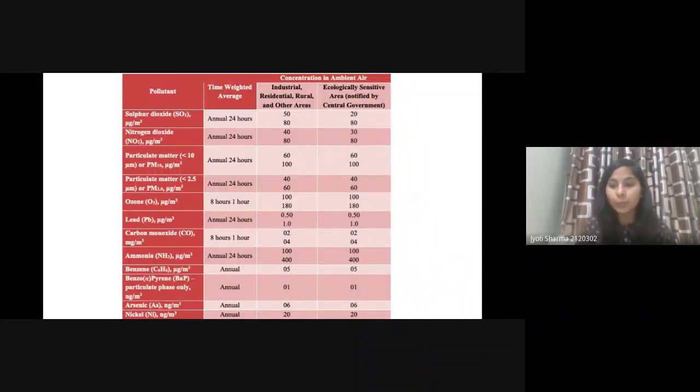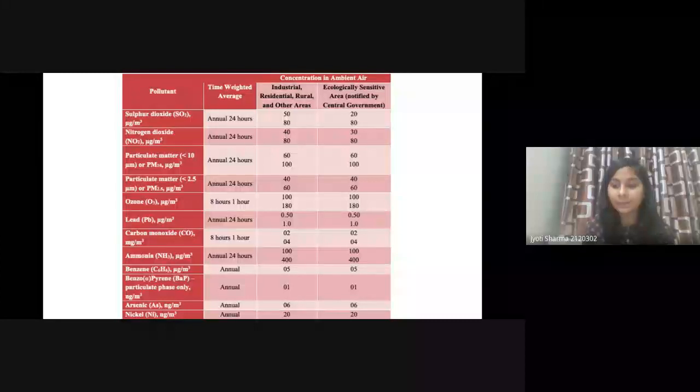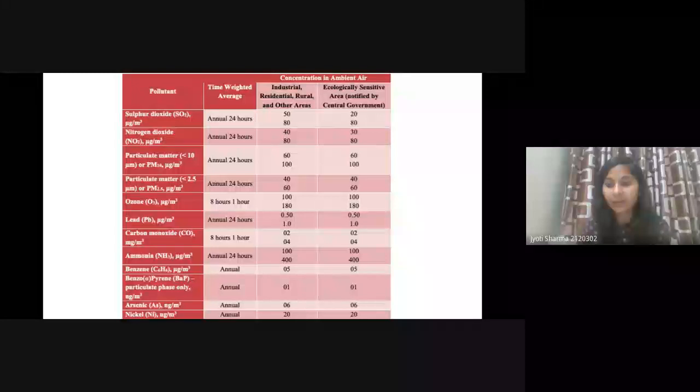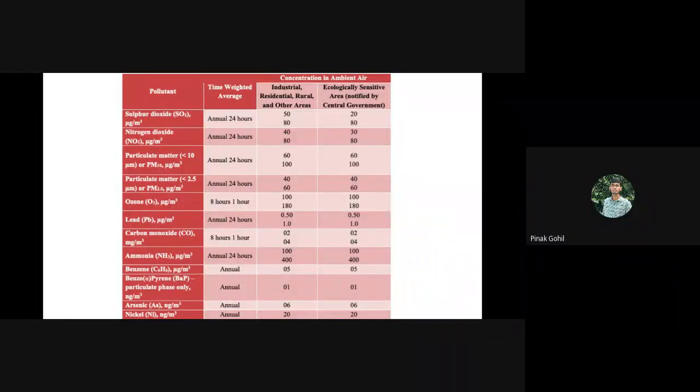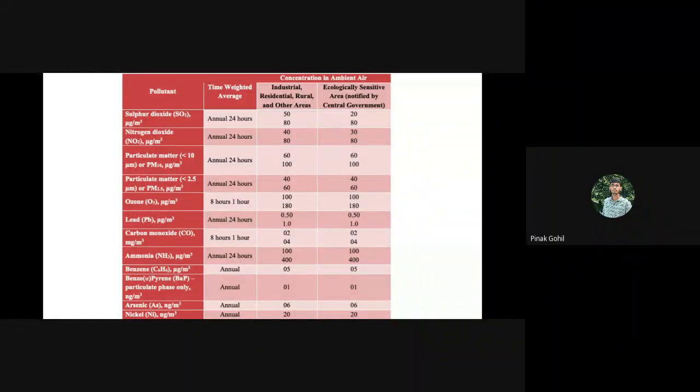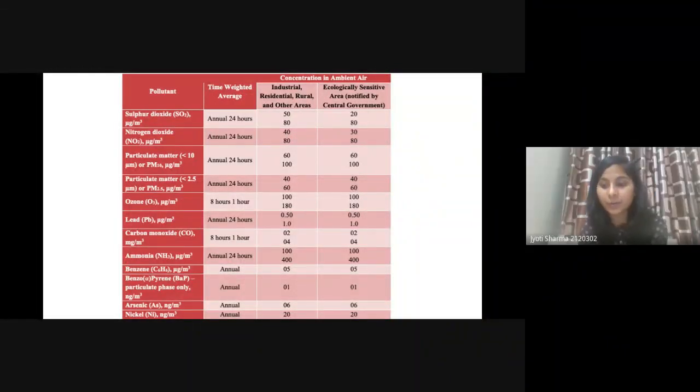And who prepared this NAAQS? Can you tell me the name of the agency? Who prepared? CPCB, yes. And full form of CPCB is? Central Pollution Control Board. Exactly. So the Central Pollution Control Board, based on very rigorous research, gave you some standard. If you are crossing it in any city, then this city will be known as a non-attainment city, and some fine can also be imposed on that city.